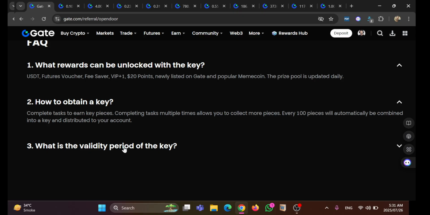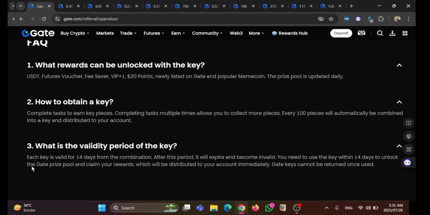What is the validity period of the key? Each key is valid for 14 days from the combination. After this period, it will expire and become invalid. You need to use the key within 14 days to unlock the Gate prize pool and claim your rewards, which will be distributed to your account immediately. Gate keys cannot be returned once used.